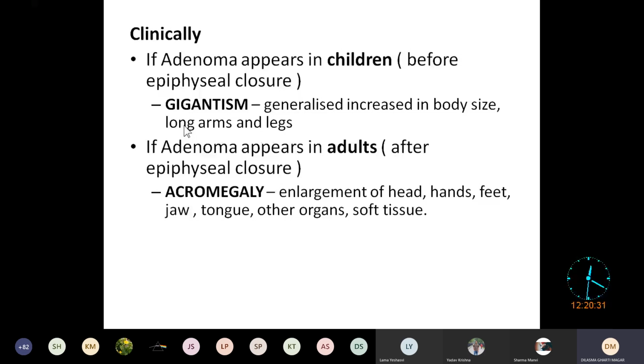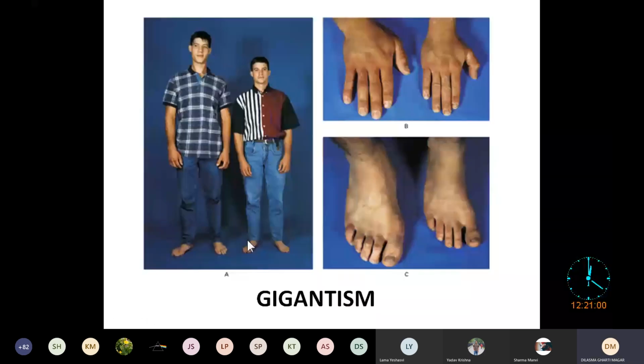And then if the adenoma, or this somatotroph cell adenoma, occurs in the case of adults, usually there will be epiphyseal closure. That's why the height doesn't increase, but the breadth increases. So there is enlargement of the head, hands and feet, the jaw is also enlarged, the tongue also becomes very big, and other organs and the soft tissue, everything becomes big in size, but not the height. Understood here? So now I'll show you the picture.